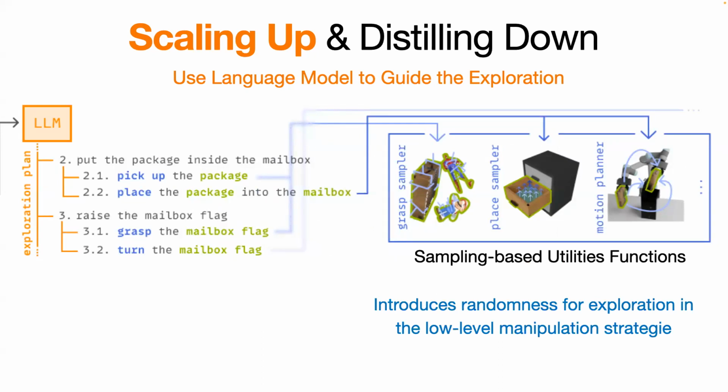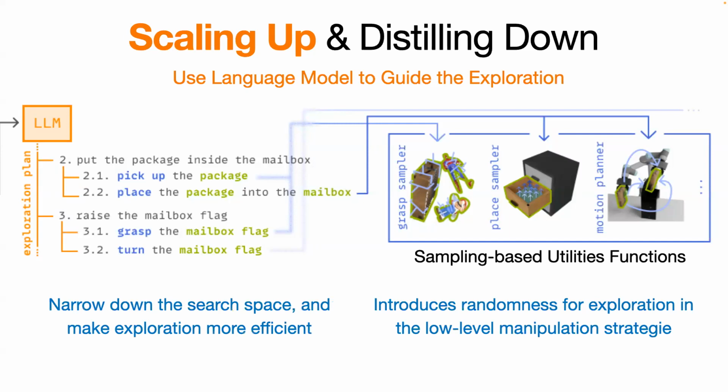You can think of this sampling-based utility function as introducing randomness for exploration in the low-level manipulation strategies. On the other hand, the LLM really helps us break down the task so that we can narrow down the search space, which makes the exploration much more efficient. So this combination allows the system to quickly figure out a solution for a particular task.